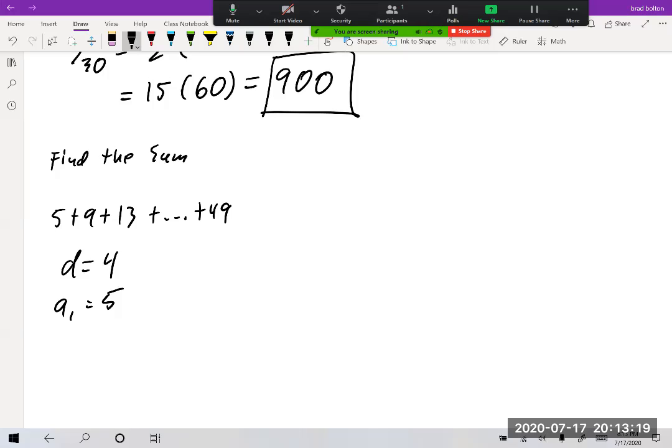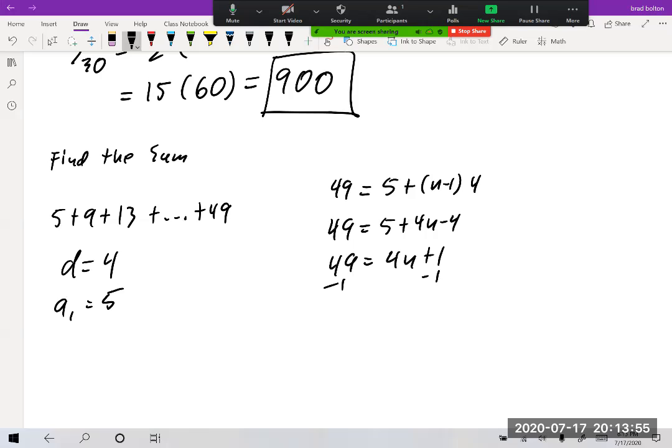So we're gonna do A sub n is equal to 5 plus n minus 1 times 4, the common difference. So we're gonna find what term we're on. Oh, we know it's worth 49, actually. So we know that it's actually the 49th value. We need to find out what term created that. So we got 49 is equal to 5 plus 4n minus 4. So 49 equals 4n plus 1. Minus 1, so 48 equals 4n, divided by 4, divided by 4. So 12 equals n. So we're on the 12th term.